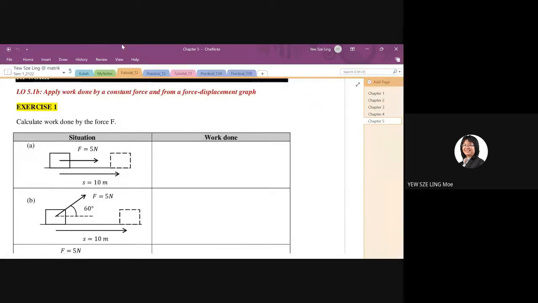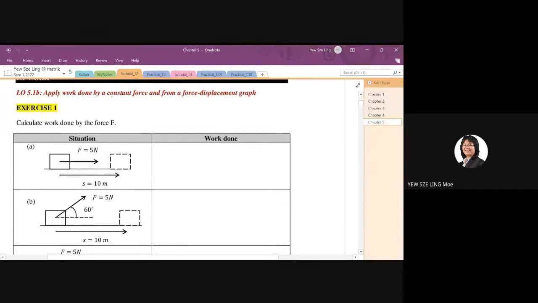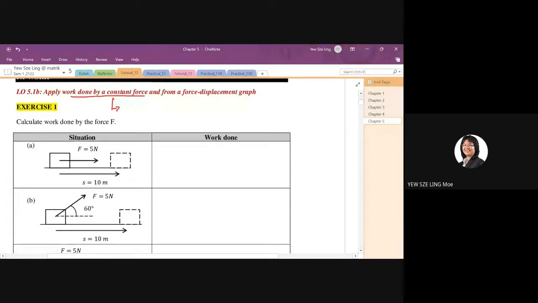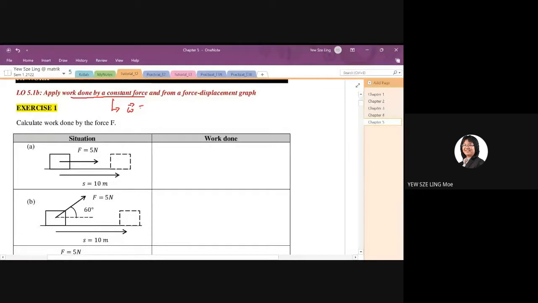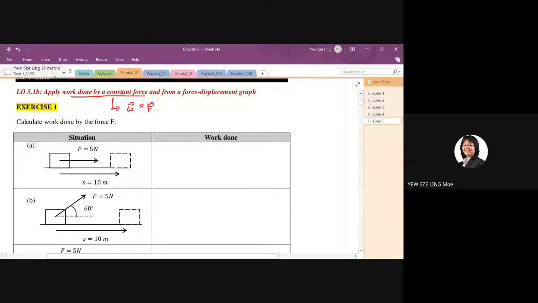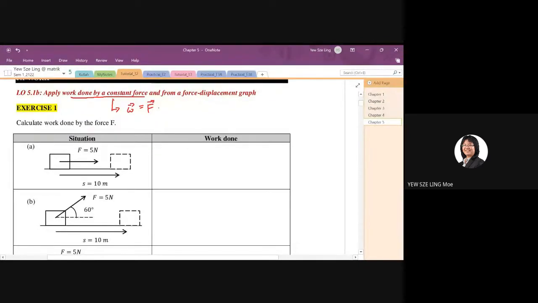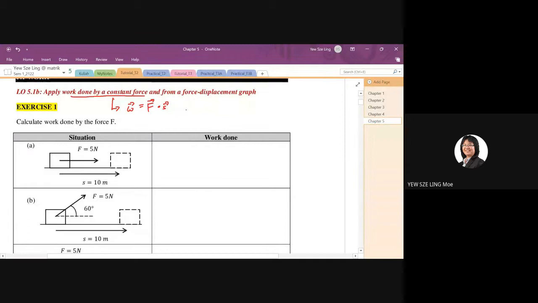All right. So let's recall what the equations for work done are. Now, 5.1, apply work done by a constant force and also from a force displacement graph. So by constant force, what is the equation if you remember? The definition is W equals F dot S. It is a dot product. When you have a dot product, you change it into a cos function. So it becomes Fs cos theta.